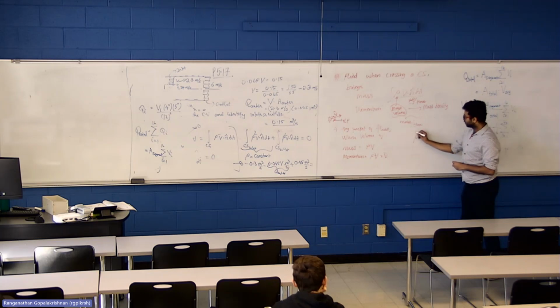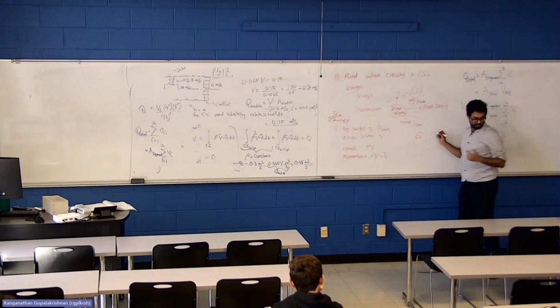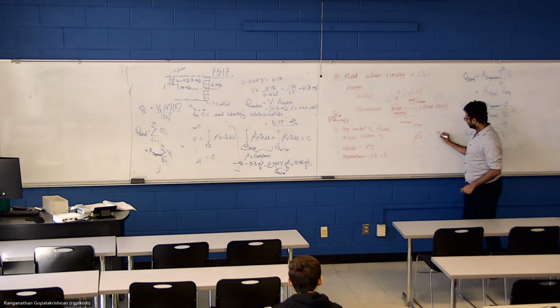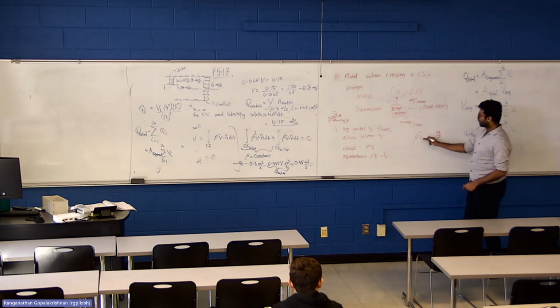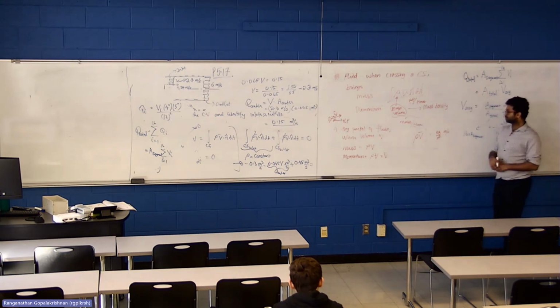What is the unit for rho times V? What is the unit for rho? Kg per meter cube, right? Kg per meter cube. And if I multiply that with the velocity, meter per second.